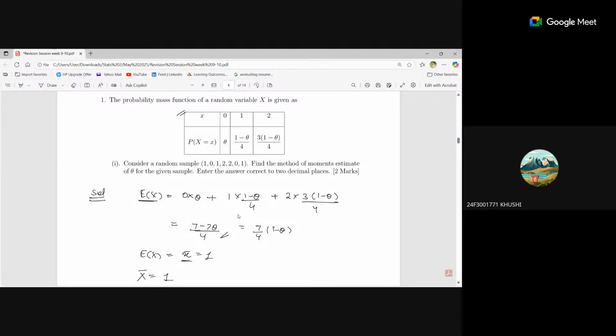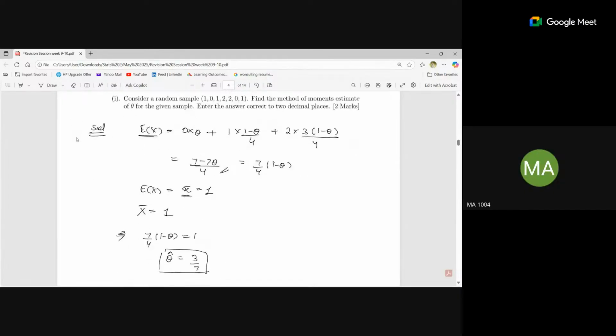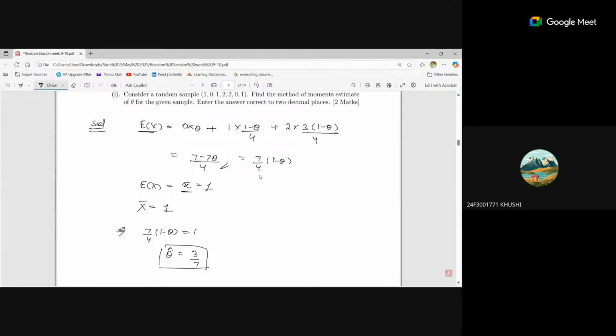Can you just explain why x bar is 1? Okay, so what is my x bar here? Can you tell me? It's the sample mean, right? My x bar is the sample mean. Now, what are my samples here? These are my samples.